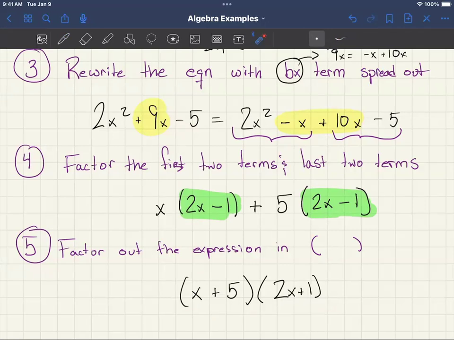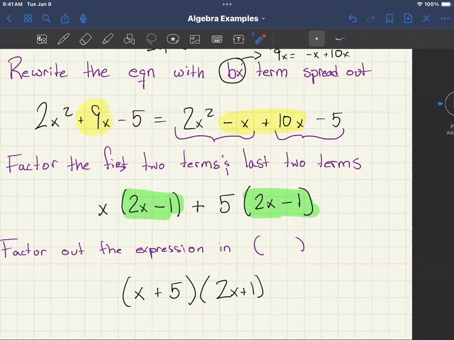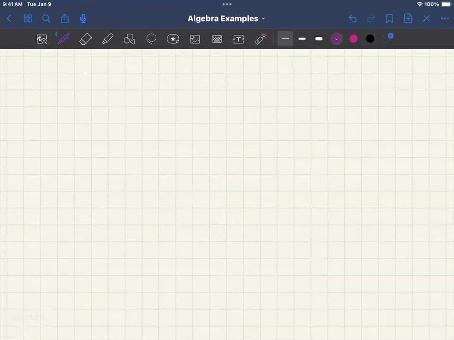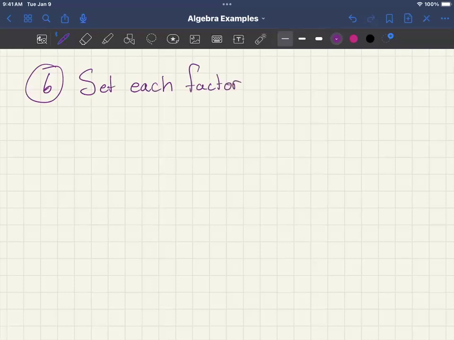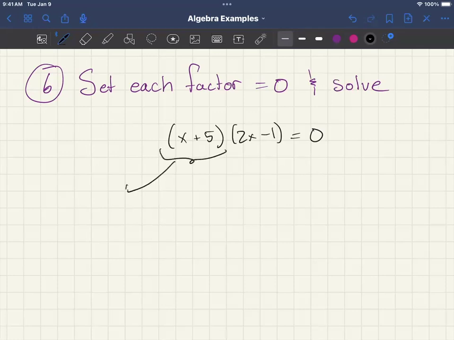So now we are going to set each factor equal to 0 and solve. And that is going to be our sixth and last step. So we started off with x plus 5 times 2x minus 1. This whole thing was equal to 0. I kind of dropped the is equal to 0 at one point. We'll put that back in. So now we'll take half of it and go over here and set that equal to 0.